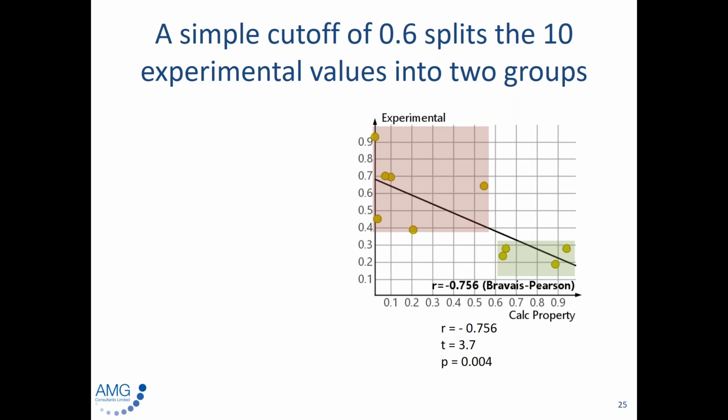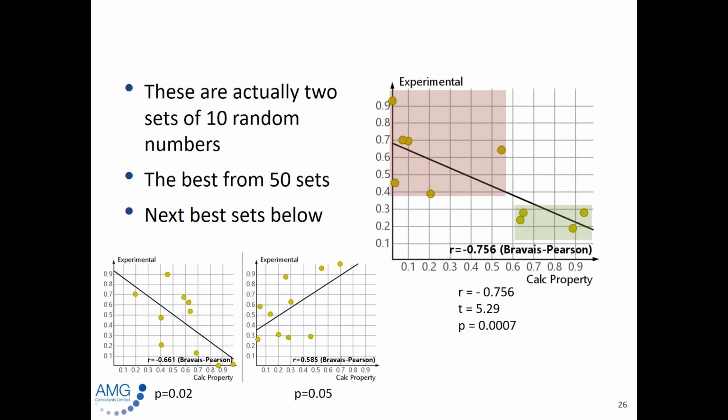And if it is an example of just one calculated property and you're looking to see whether it predicts your experimental endpoint, I would agree, I think this does look like a nice model. In terms of how this was derived, a slight warning, I guess: this was actually 2 sets of 10 random numbers. It wasn't any 2 sets of 10 random numbers. I just generated 50 sets of pairs of 10 random numbers and looked for that set of 10 pairs which had a high R value. The next best sets are those that are below. So the point is the one that I made earlier.